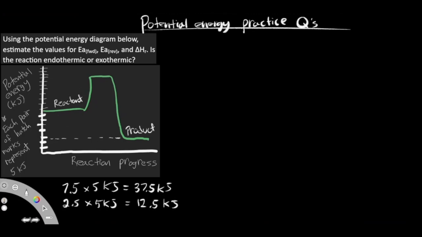We can obviously find the difference between the two. So this is reactant and this here is our product. You find the difference between that. You just do 37.5 minus 12.5, getting 25. So my delta HR here is going to be 25.